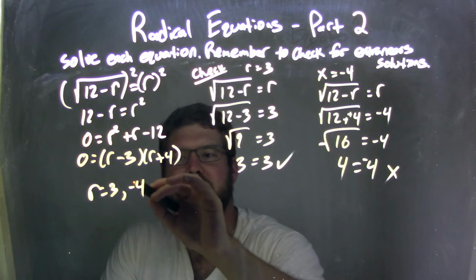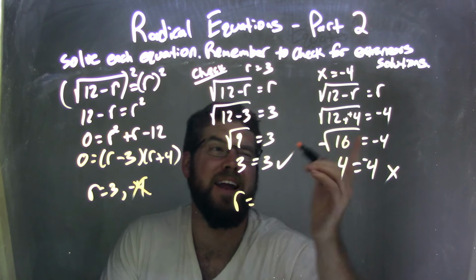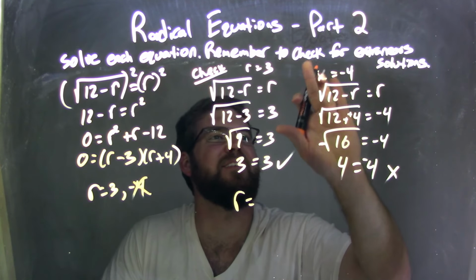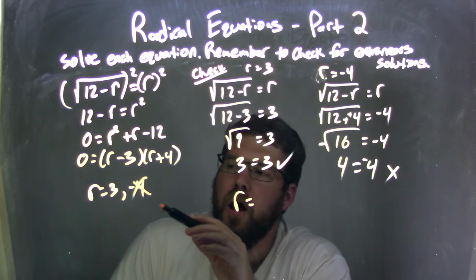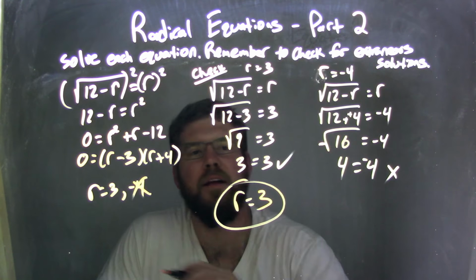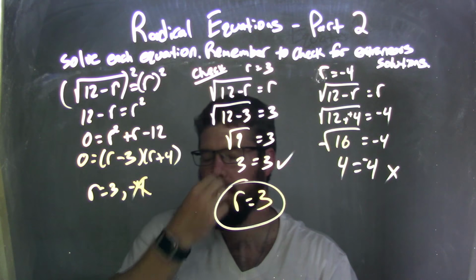So the only true solution here is r equals, not x equals. Oh my goodness, I can't believe I did that. It's an r. It doesn't matter, you'll forgive me. So r equals 3, and there we go. That's our true solution. So let's recap here.